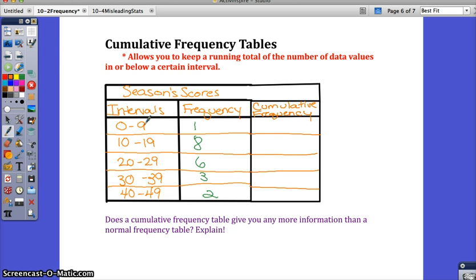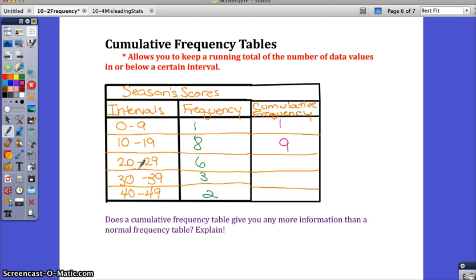A cumulative frequency table allows you to keep a running total of the number of data values in or below a certain interval, and that's kind of why they're helpful. So we're just going to add up all the frequencies we have at that point. The first number here, after interval 0 to 9, I only have 1 data value. But after the 0 to 9 and the 10 to 19, I have the 1 frequency here and 8 here, so I have a total of 9. You're taking whatever you had and adding the new frequency to get your cumulative frequency.